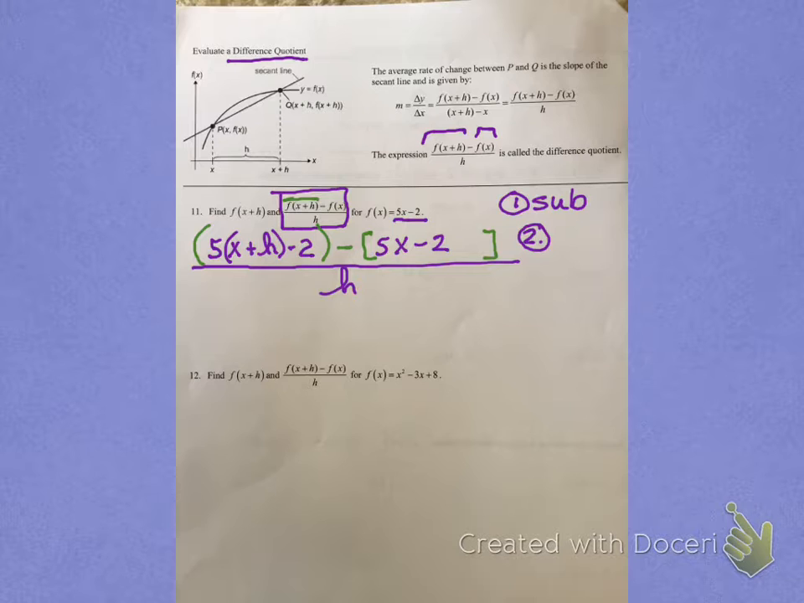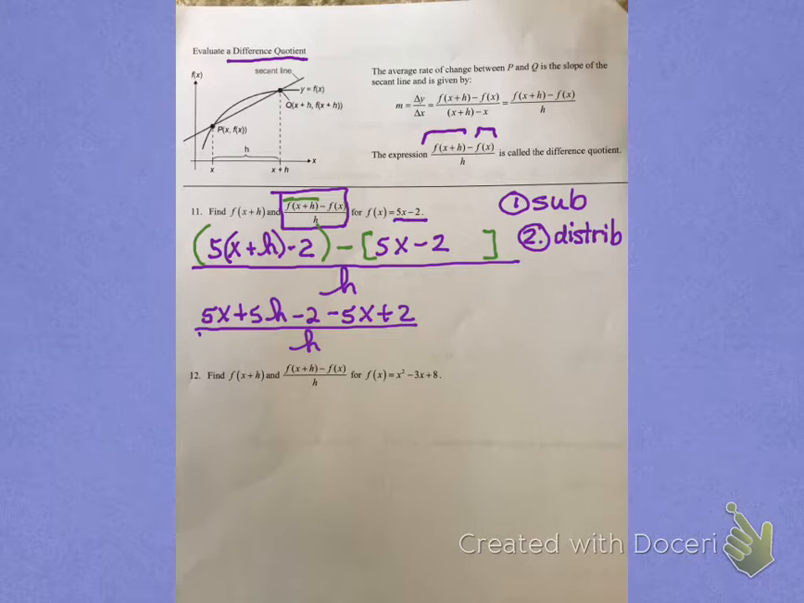The second step is to distribute. And when I do that, we're going to end up with 5x plus 5h, and then minus 2. Going to the second part, that becomes negative 5x, and then plus 2, because I subtracted a negative. And again, that is over h.